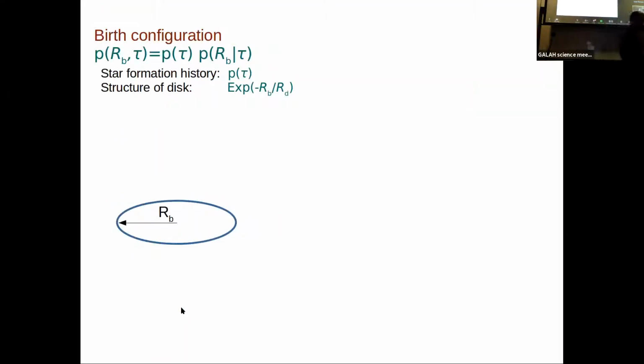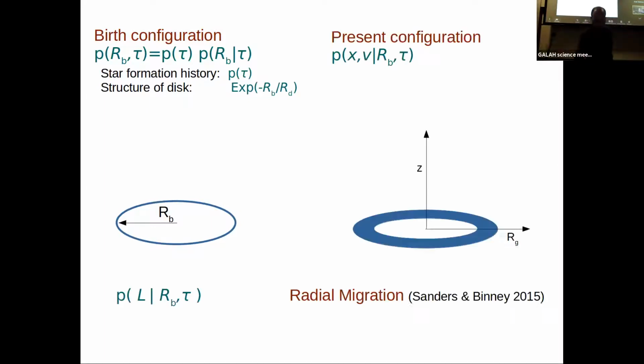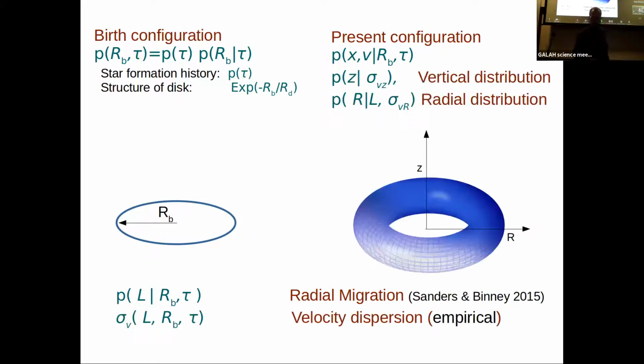Okay, so now let's imagine a ring of stars born at a certain time with a given birth radius. They would be in the form of a ring. And if you ask the question, where are they now? Well, the first thing is radial migration would spread them around; their guiding radius would change. And the second thing is that they get scattered by different scattering processes and they get heated up. So they have velocity dispersion. That means they are scattered both in the Z direction and in the R direction. So they end up in something like a torus kind of region.